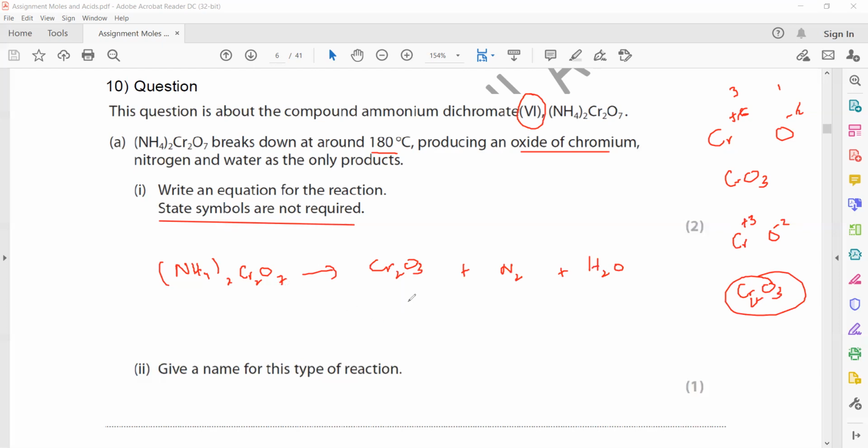Whenever we try to balance, we start with oxygen followed by hydrogen and then other elements. So we have 7 oxygen, 3 are already there. So we have to just balance the oxygen number. So we put 4, so oxygen will be balanced. What about hydrogen? 4 multiplied by 2, 8. So hydrogen is already balanced, and chromium is also balanced. So this is the balanced equation for thermal decomposition of ammonium dichromate.